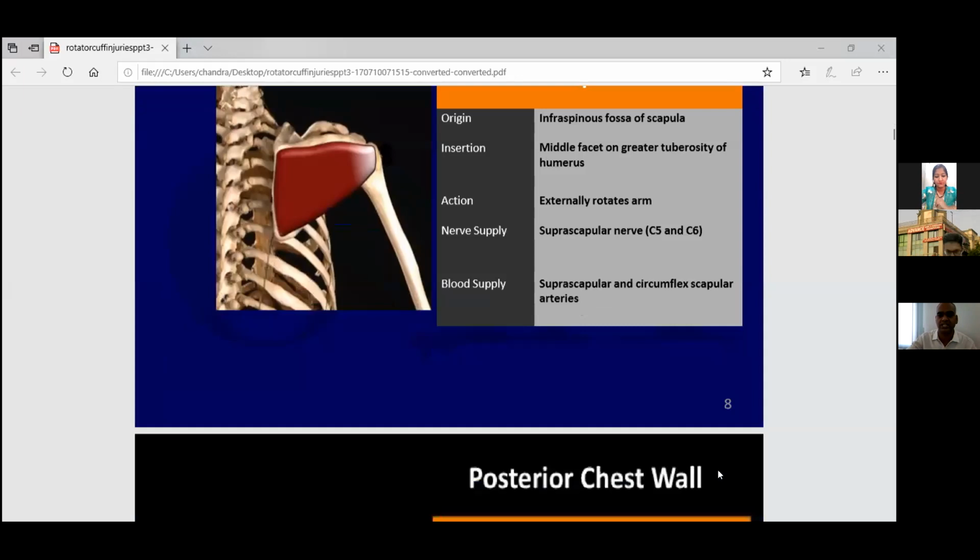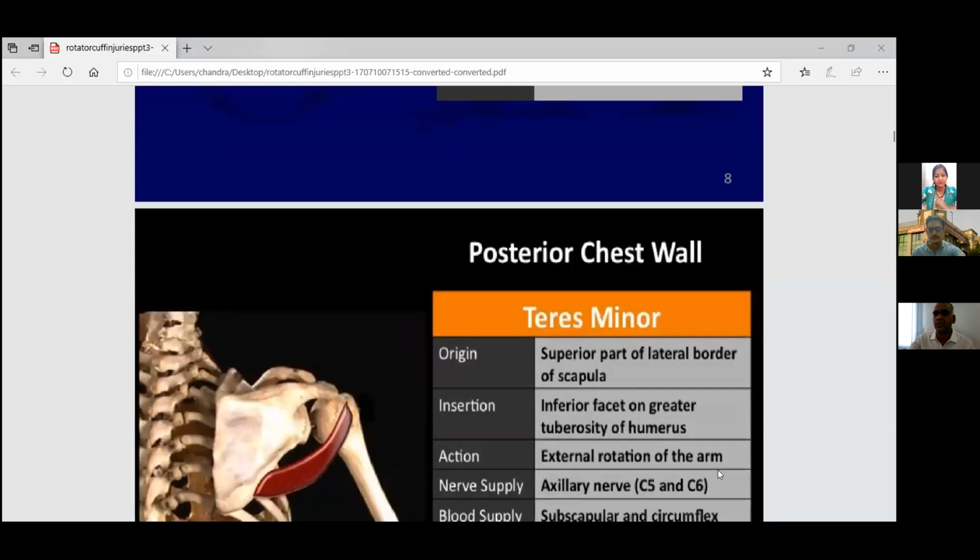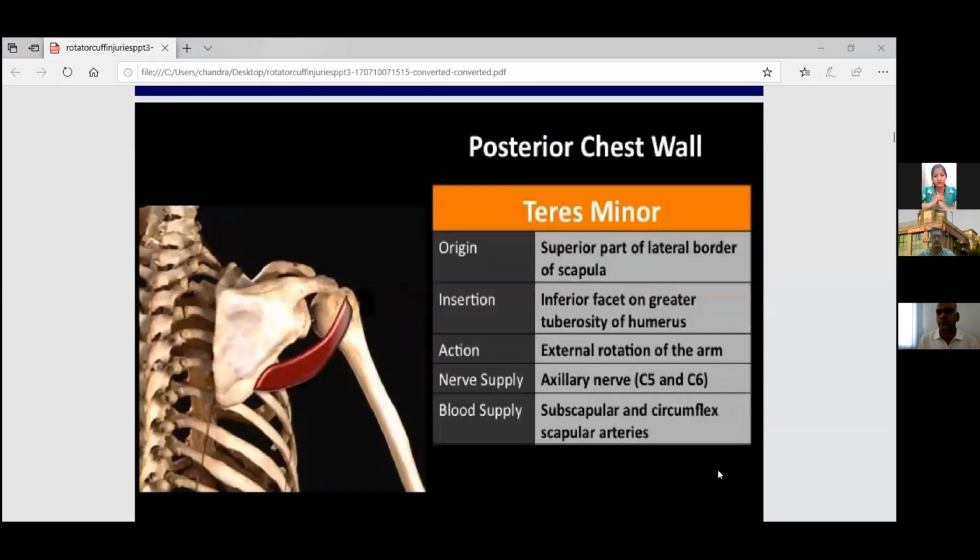Then teres minor is the last muscle of the rotator cuff. Origin is the superior part of the lateral border of the scapula. Insertion is again the greater tuberosity of the humerus. The function is external rotation of the arm. Nerve supply is the axillary nerve. You know the axillary nerve supplies the deltoid and teres minor muscle. Remember this thing. Again the root value is C5 and C6.